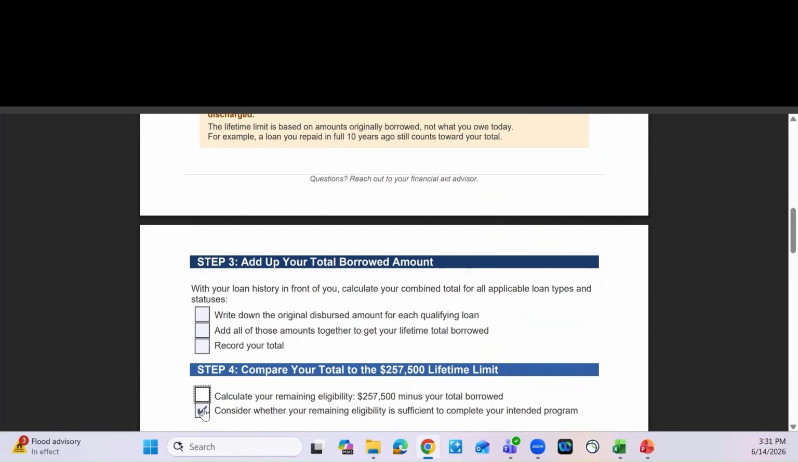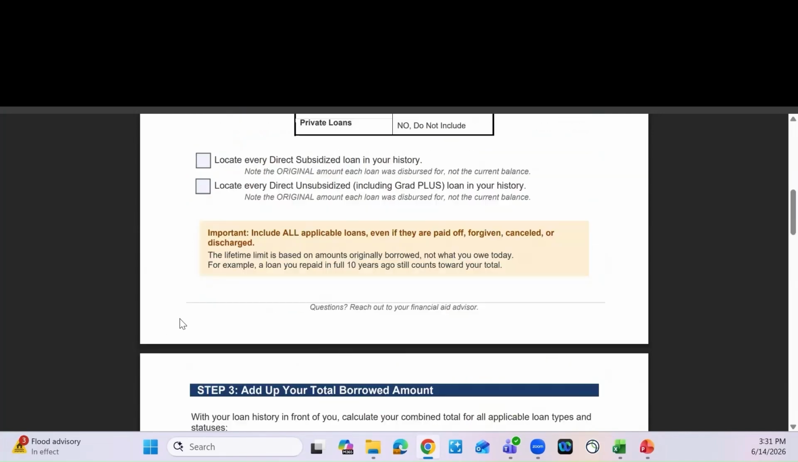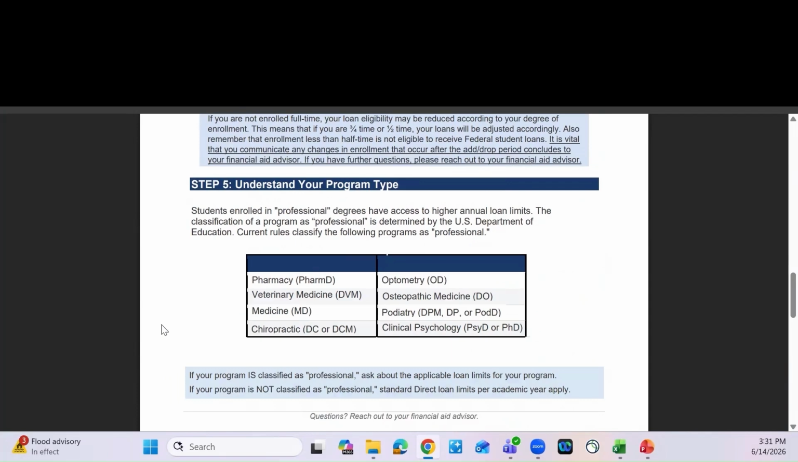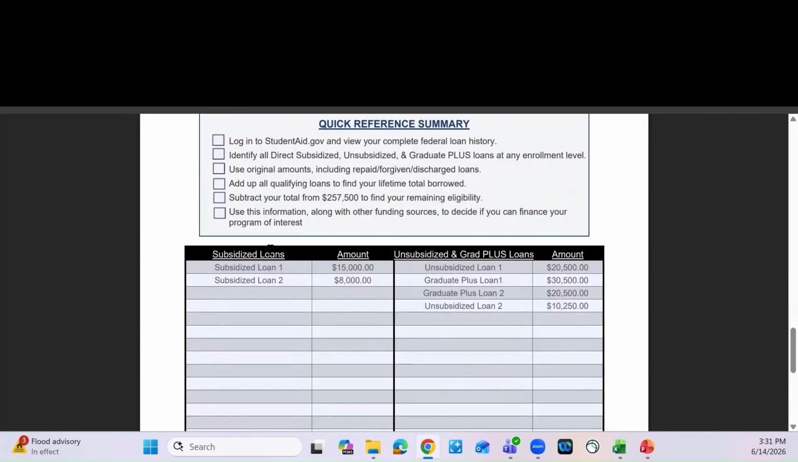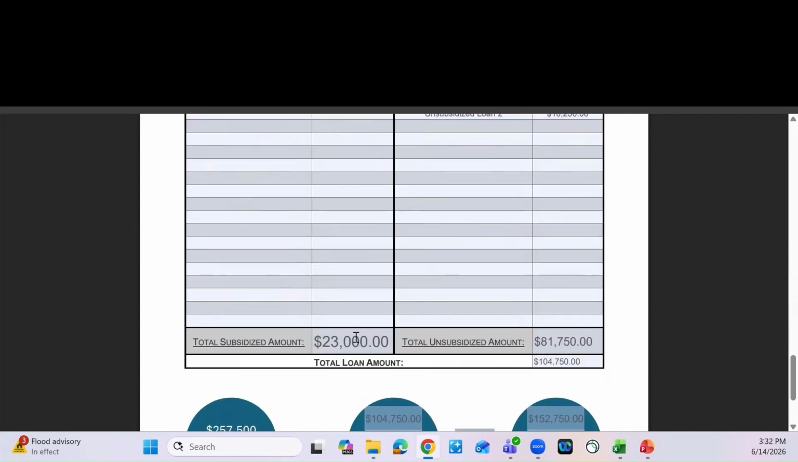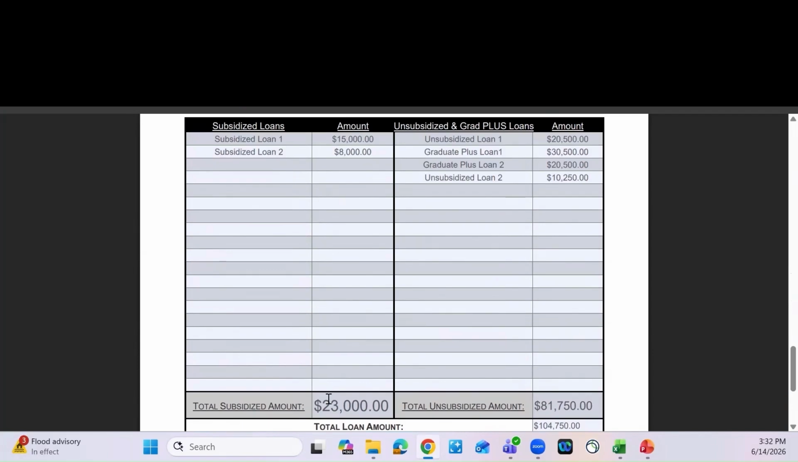Once you have reviewed those loans, what you'll want to do is enter those amounts into this section of the loan eligibility handout. For example, the subsidized loan amount of this particular student is $15,000 and the second subsidized loan amount is $8,000. This calculator will assist in determining the total of your subsidized amount and your total unsubsidized amount accordingly.